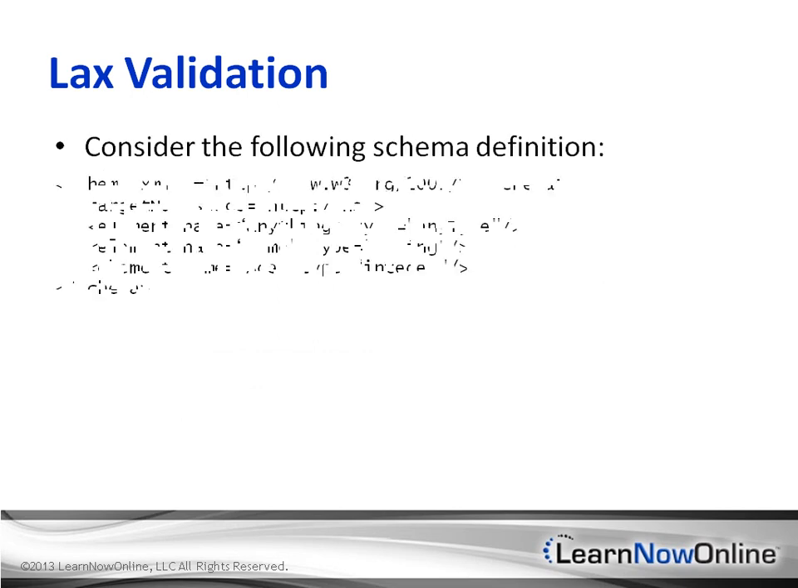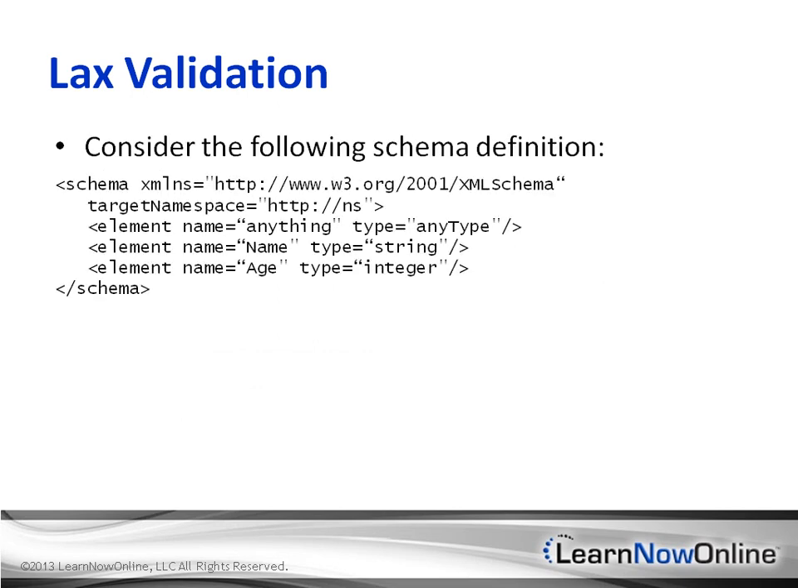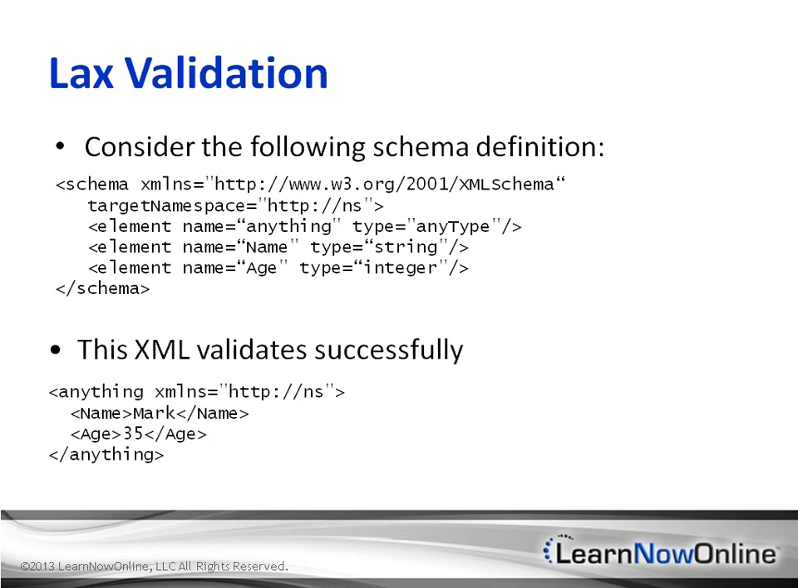So let's consider the following definition. Here we have a schema where we're indicating that we have three elements: an anything that's of type AnyType, then an element that's a string called name, and an integer called age. If we take a look at this XML, this validates successfully because the AnyType element is missing, it doesn't care, it's ignored. So that validates just fine.